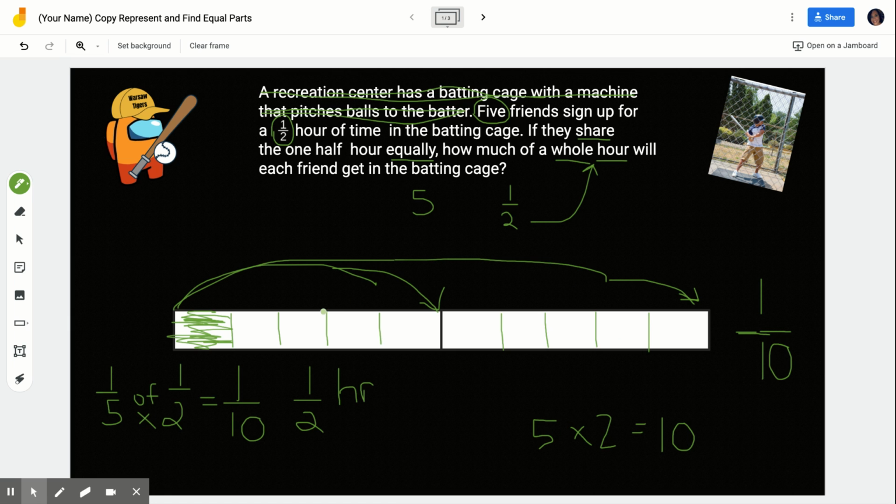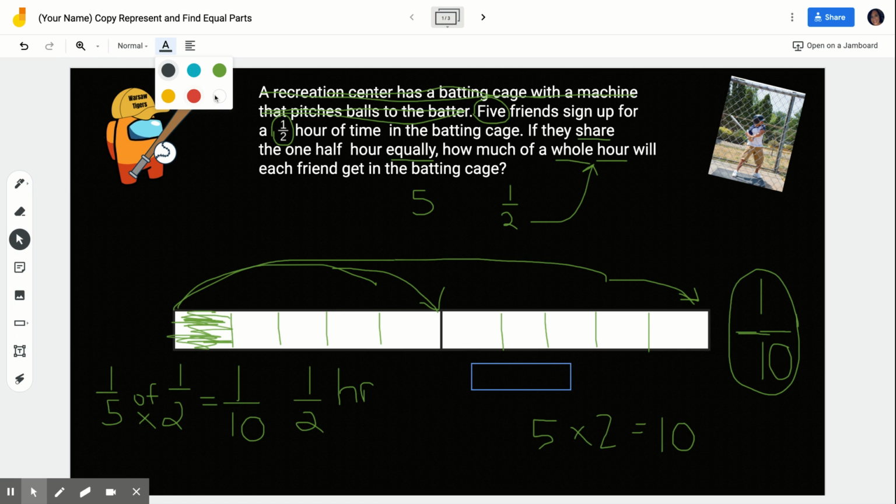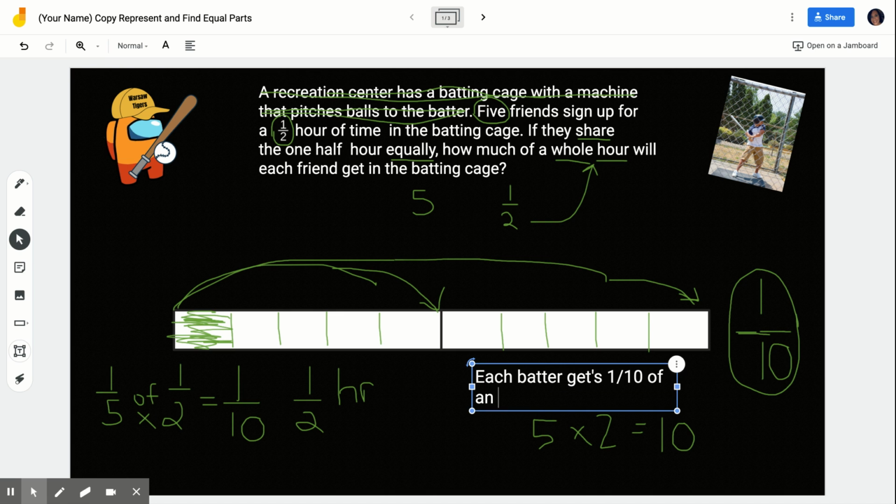All right, so our answer here, out of the whole hour, each batter will get 1/10 of an hour. So 1/10, let me type it in here so that we have our answer and you have access to it while you're working on yours in your workspace. So each batter will bat 1/10 of an hour. Gets is probably not the best word. All right, let's take a look at the next one.